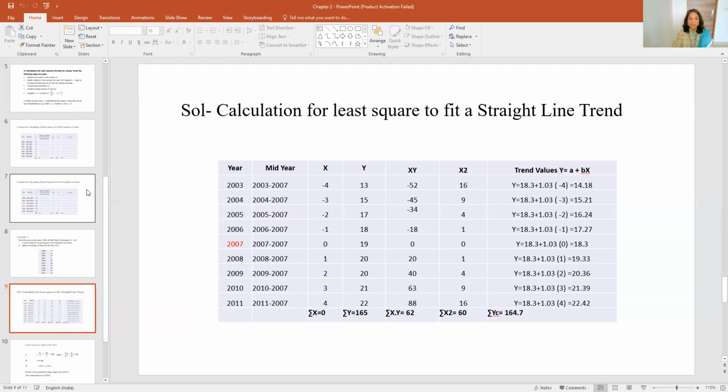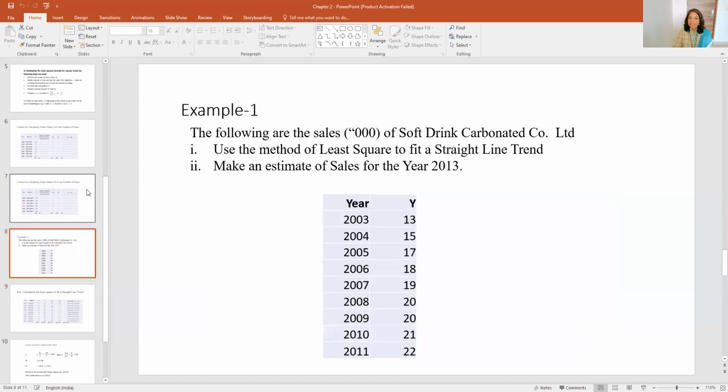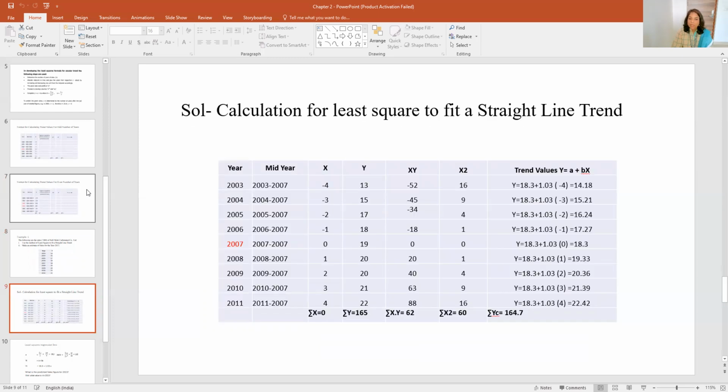Above 2007, it will be minus 1, minus 2, minus 3 and minus 4. Below 0, it will be 1, 2, 3 and 4. Y is the sales value of Soft Drink Carbonated Company Limited: 13, 15, 17, 18, 19, 20, 20, they have given in the question. So the summation of X will always come to 0. Then add all those Y values. After adding 13 plus 15 plus 17 and all the values, we got the summation of Y equal to 165.